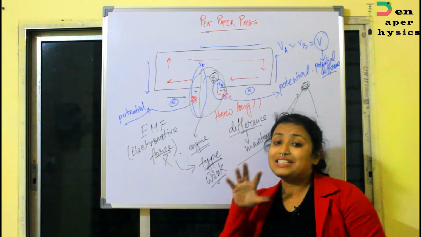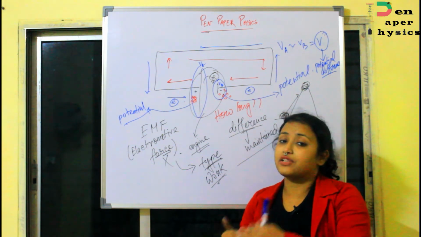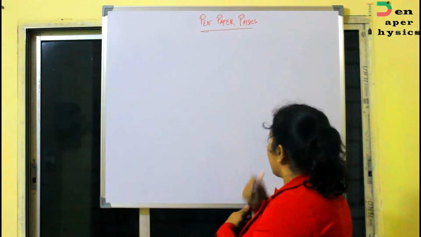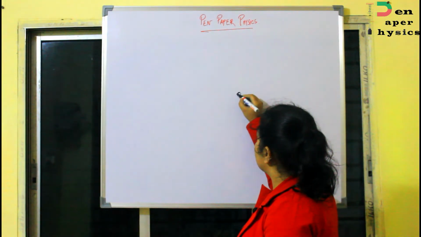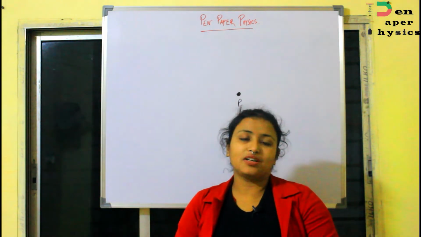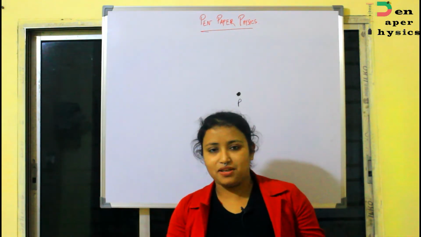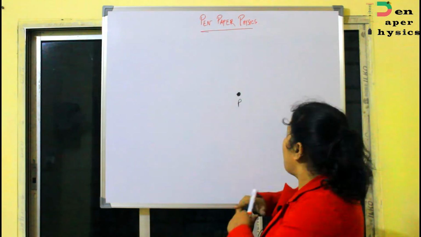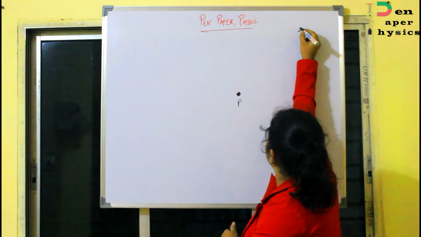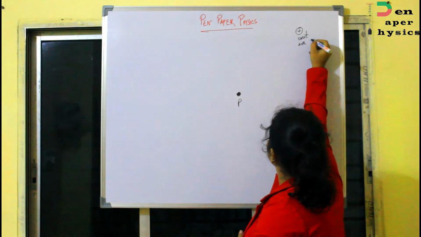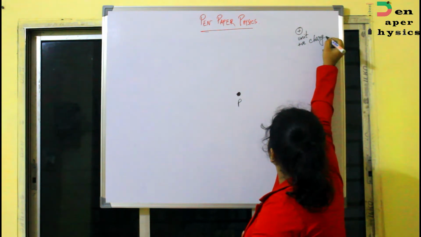Now we will go for the technical definitions and differences between these two terms. Okay, so basically what happens, let us take a point over here, P. I don't know why I am always writing P, but it's P, no problem. So I am taking a point P. Now I have a unit positive charge. I am saying it's a unit positive charge.